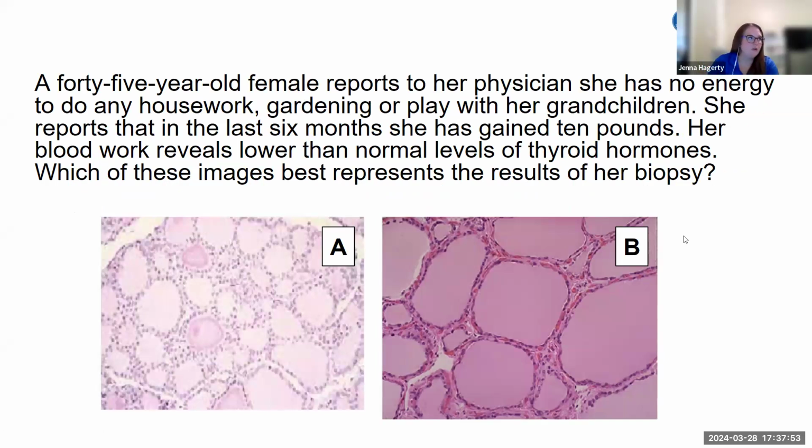A 45-year-old female reports to her physician she has no energy to do any housework, gardening, or play with her grandchildren. She reports that in the last 6 months, she has gained 10 pounds. Her blood work reveals lower than normal levels of thyroid hormones. Which of these images best represents the results of her biopsy?